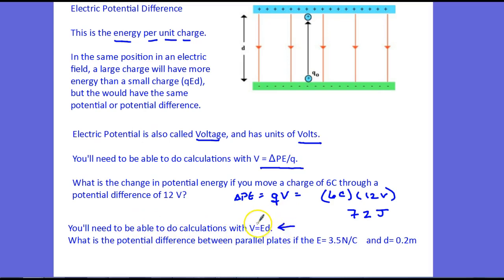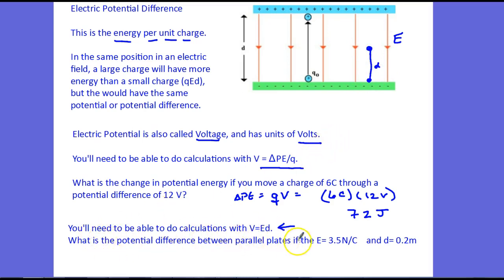The potential difference, like see these parallel plates right here? There's a distance between them, D, from one plate to the other, and there's an electric field that has a certain field strength. You'll need to be able to calculate the potential difference at positions between these plates using potential difference is electric field strength times distance. So if I move a positive charge from here to here, and I wanted to calculate the electric potential difference, I would multiply the electric field strength by the distance that I moved that charge.